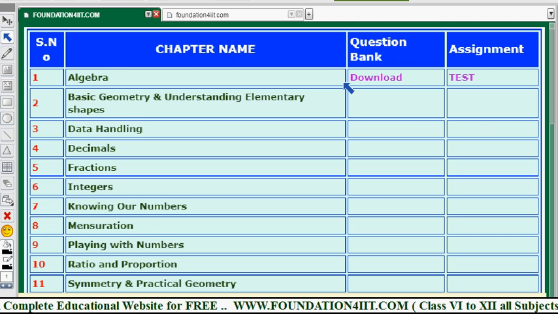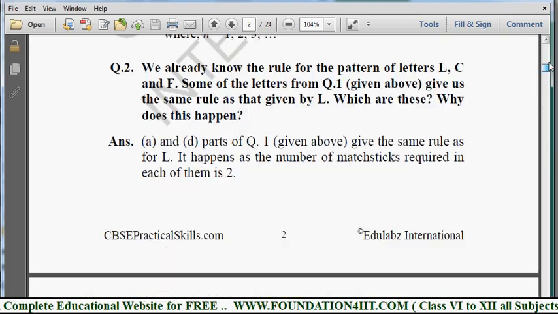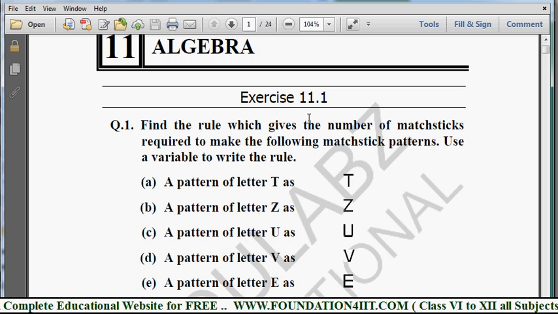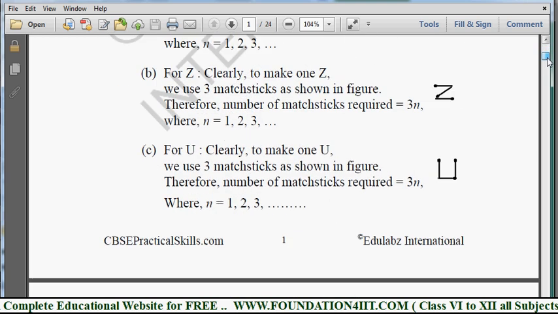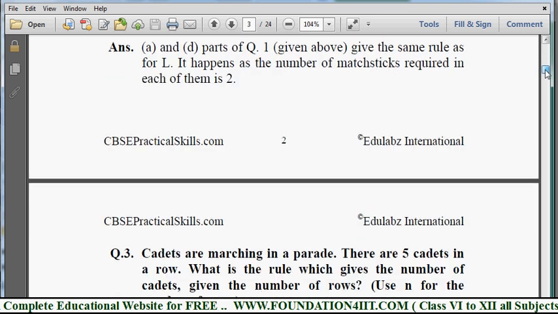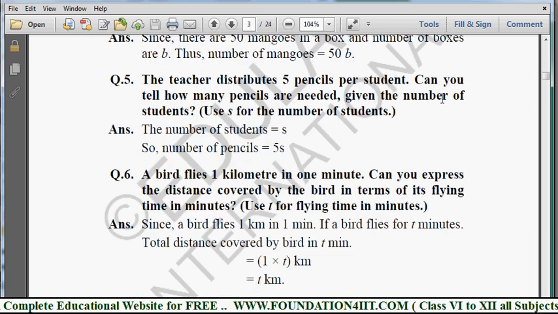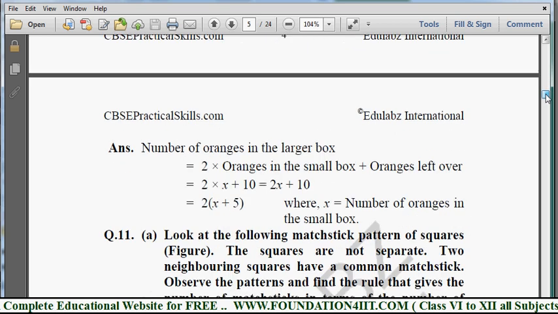So in algebra, let us see this first chapter question bank. If you observe, this is the chapter algebra. Exercise wise, and every question wise, you have the solutions in the study material. This is a complete PDF. Now this is question number 3 and the particular solution, the answer, and then question number 4. So you can keep on scrolling down.